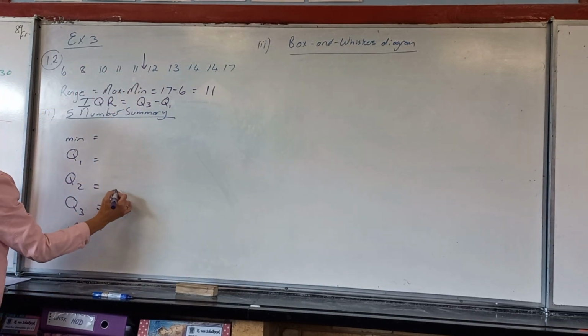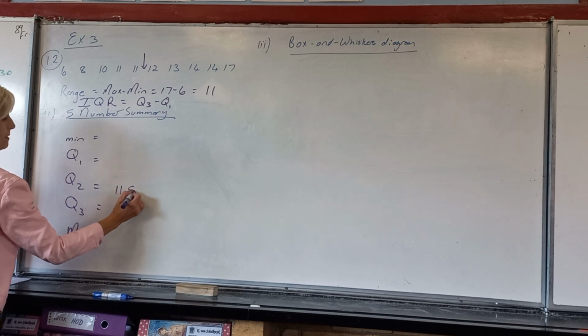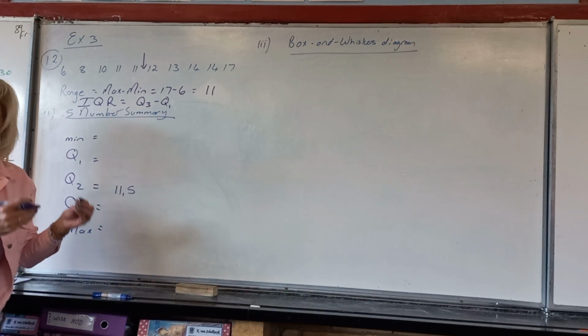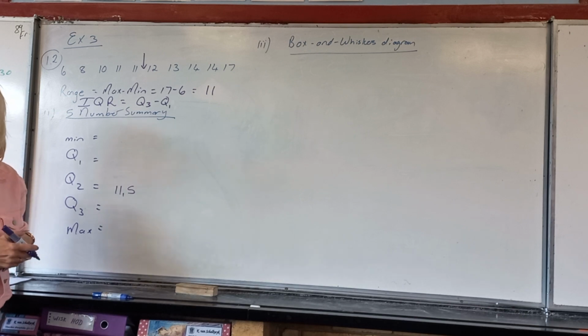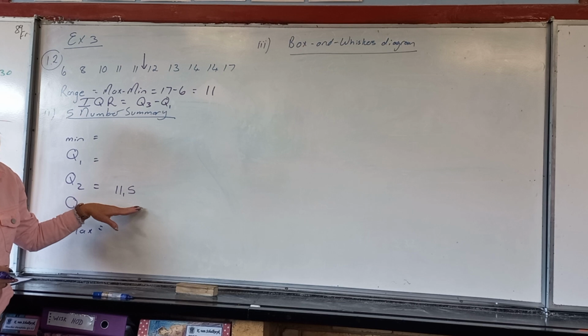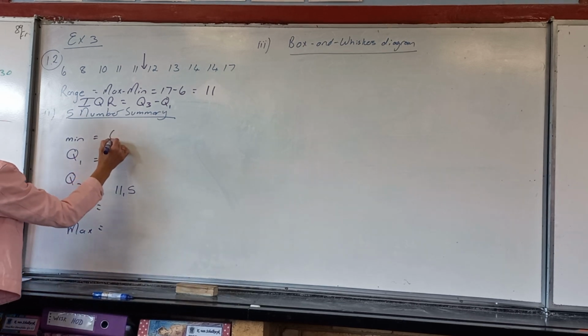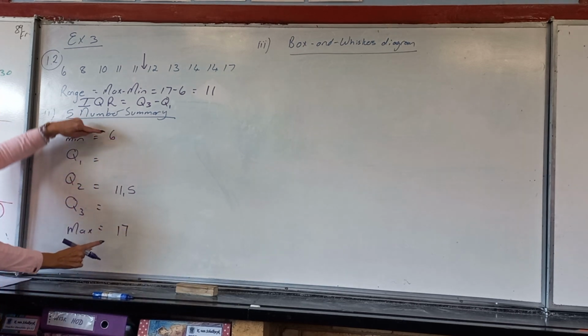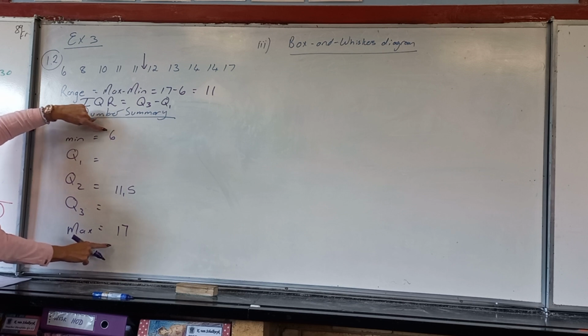So what would the median then be? 11,5. Because you're actually saying 11 plus 12 divided by 2. Do you have to write that? Go ahead and do it. I don't think there should be a problem. Minimum we already said was 6, the maximum was 17. That's why the range was the distance between them.